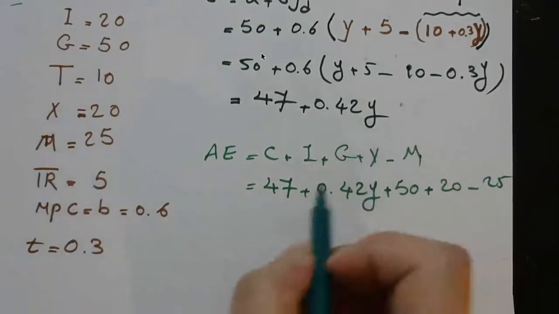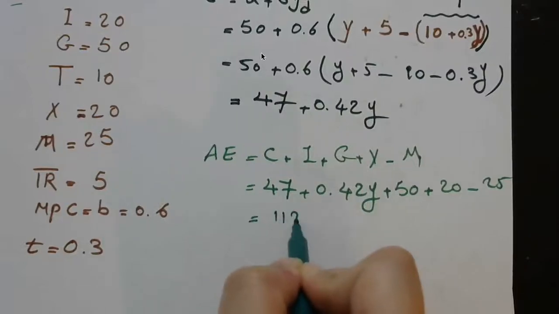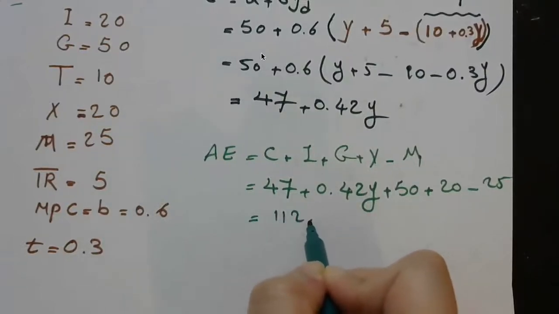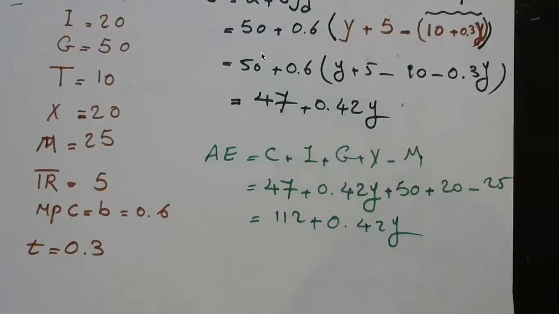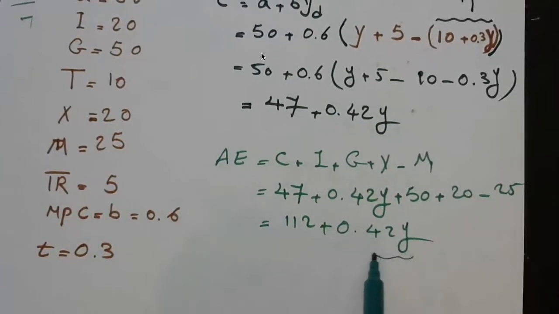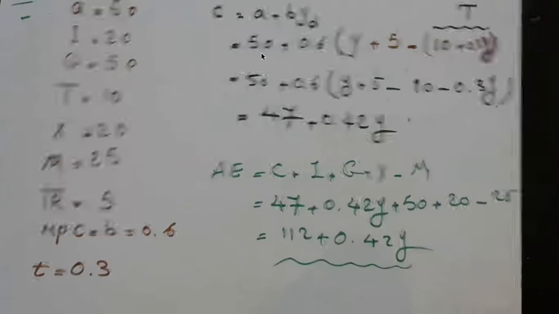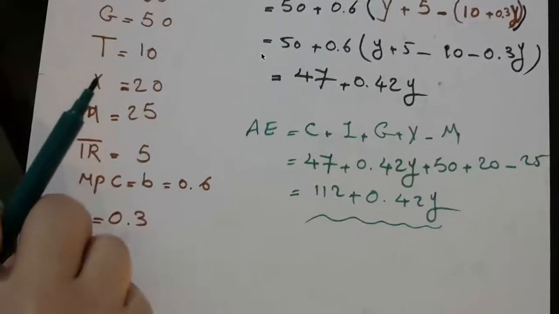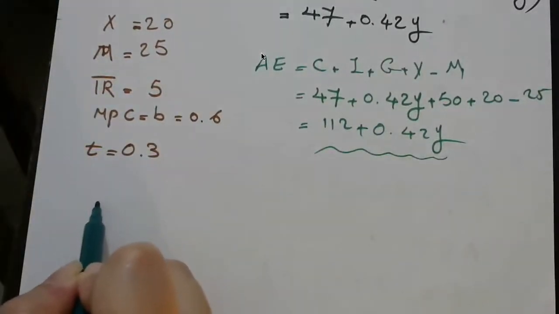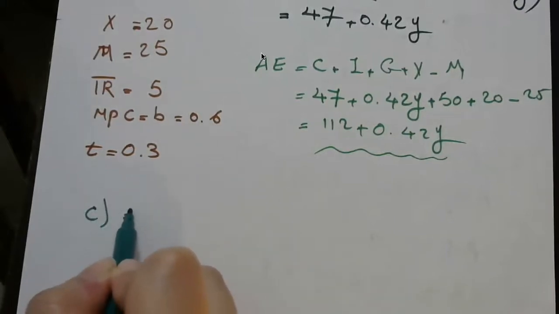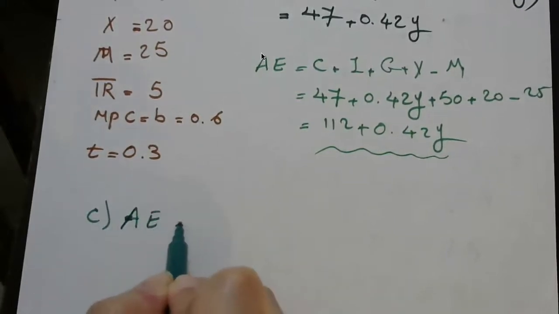So you calculate, it's gonna be 112 plus 0.42y. So this is aggregate expenditure function. After that, it wants you to calculate the equilibrium. So again, equilibrium, as I said, do remember that we have to mention the formula. Equilibrium is saying that demand is equal to supply.